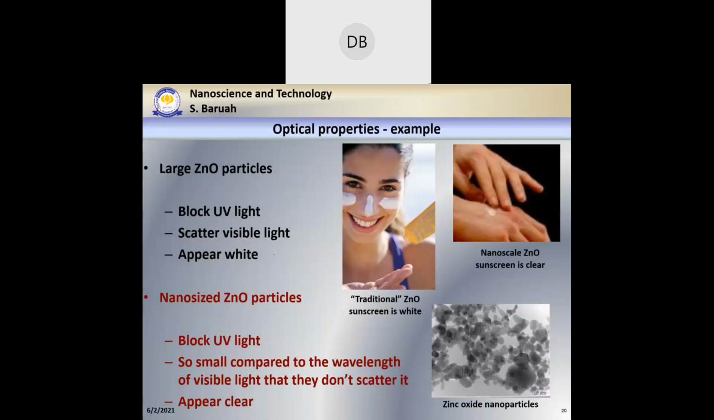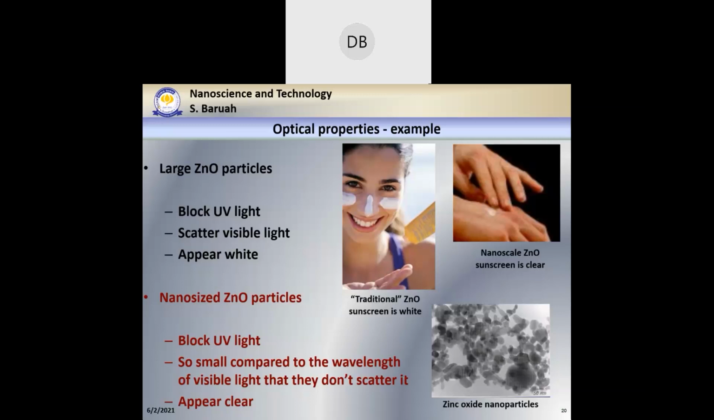Now, what happens at the nano size? If you use a sunscreen lotion that says it has nano zinc oxide, you will find it is transparent. It is not white. At the nano size, it will obviously block the UV light, but the particles are so small compared to the wavelength of light. We are talking about wavelengths in the range of 400 to 700 nanometers, that's the visible range, but the particles are just 5 to 10 nanometers. They're extremely small compared to the wavelength, so they hardly can scatter the light, right?